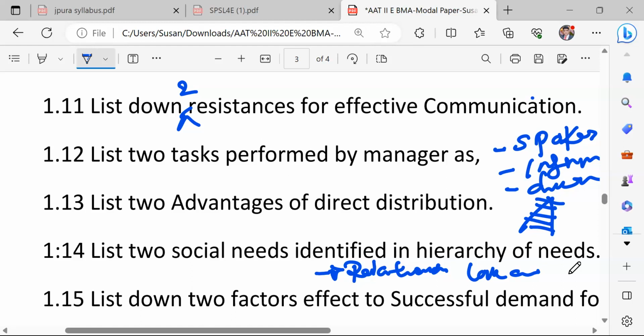Those are social needs. You can watch the lesson again and identify them. I forgot that, no? Right, okay. I'm sorry.